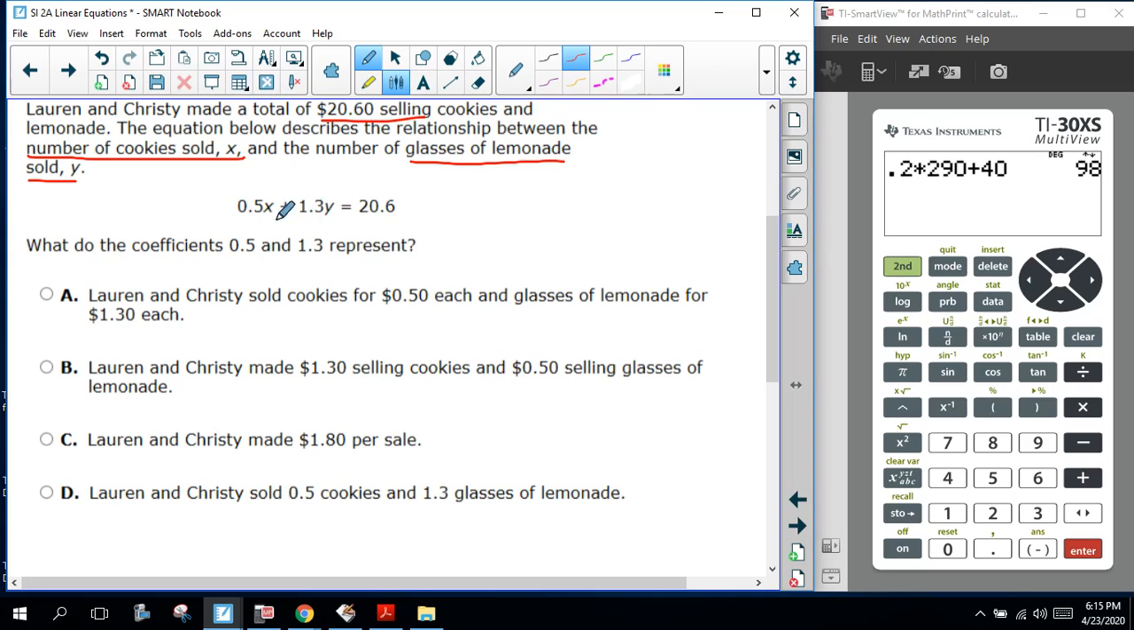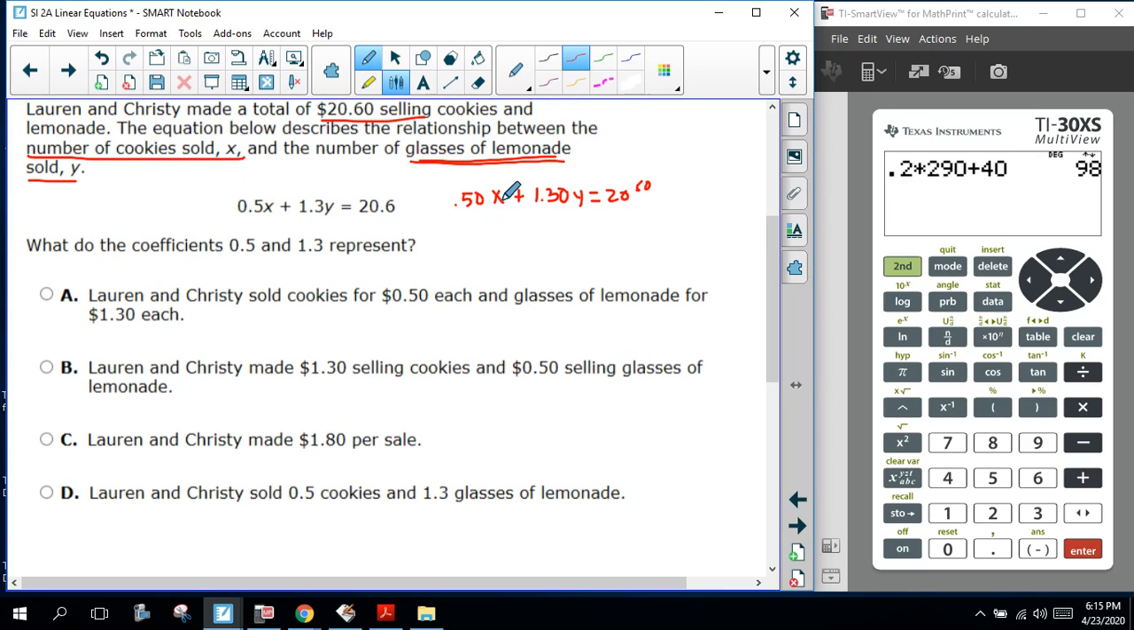Well, let's interpret this equation. 0.5 is a number multiplied by a variable, so this is per X, or per cookie sold. It would probably make more sense to add a 0 there and say it's 50 cents per cookie, plus 1.3, but we're talking about money. So this is going to be $1.30 per Y, and we know that Y represents the glasses of lemonade. So it's $1.30 per glass of lemonade, equals 20.6. Well, that's that $20.60 they're talking about up here.